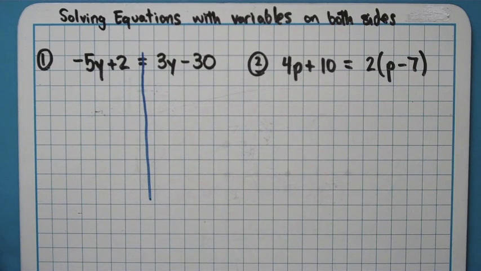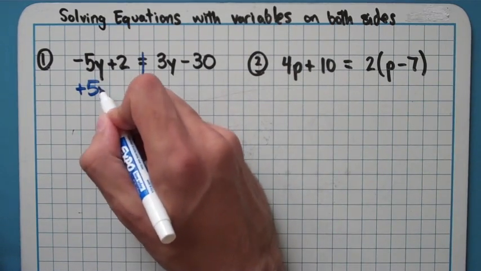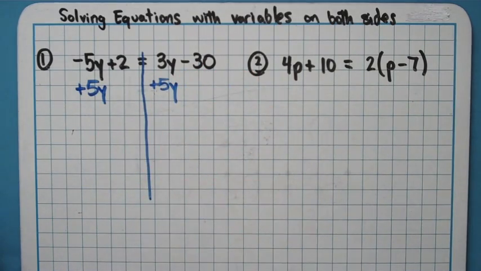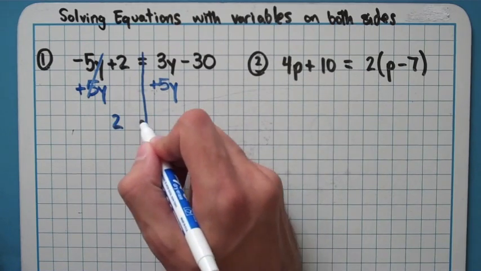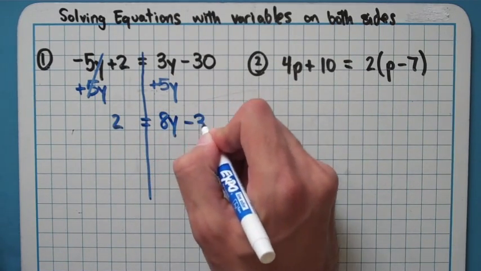Typically when I do these problems, I feel there is less room for error if I always try to make my variable positive. So if I have a negative 5y right here, I'm going to get rid of that by adding 5y on both sides. So I feel on this problem it was easier to move it over here, although you could do it either way. When I do that, I get 2 left over here, that's it, equals 8y minus 30.